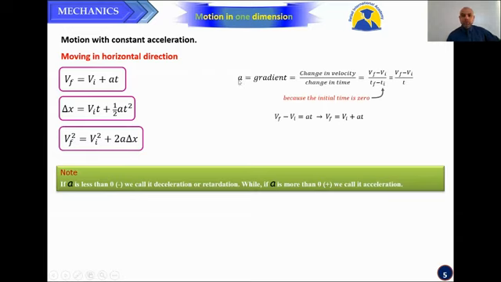As we mentioned before, acceleration is the gradient, which is the change in velocity divided by the change in time, which means v final minus v initial divided by t final minus t initial. Supposing that the initial time is 0, this will become v final minus v initial divided by time. By cross multiplication, v final minus v initial equals t multiplied by a. Then we move minus v initial to the other side of the equal sign, and it becomes v final equals v initial plus at. So this is the first formula.